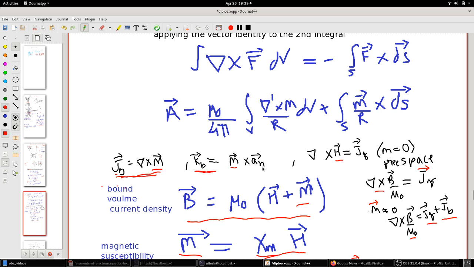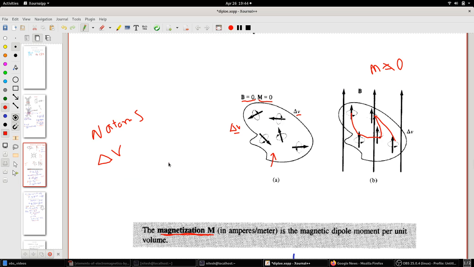Then comes del cross H, which you already know. Del cross H, through Maxwell's equation, we know is equal to J. J is the free current density, which is when your M is equal to 0. So what do you mean by the term M equal to 0? We'll just talk about that.